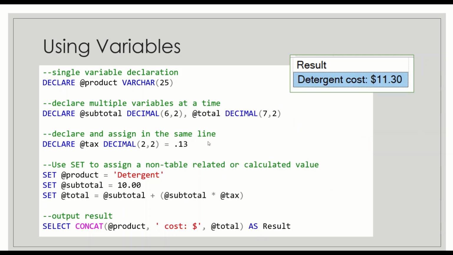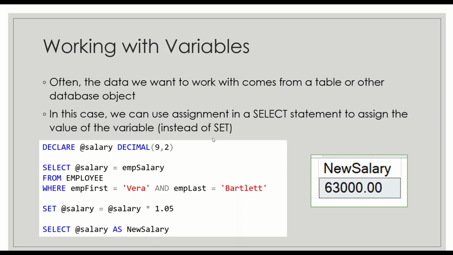Now let's look at our next example. What happens when the data we want to work with comes from a table or another database object? In that case, we can use assignment in a select statement to assign the value of the variable instead of using a set statement. So we know that we can use select statements to retrieve values from tables. If we want then to store those values in a variable, we add the assignment statement as part of the select statement.